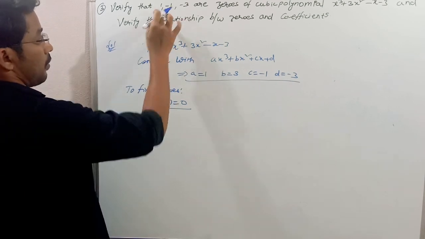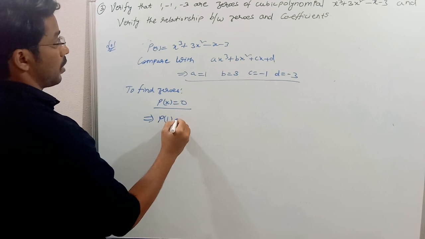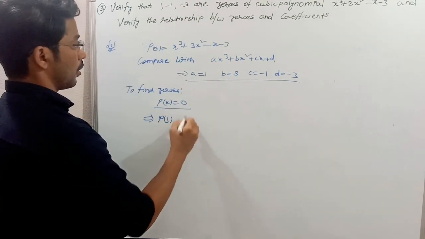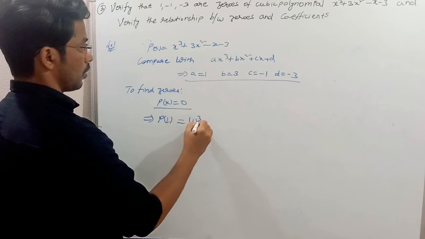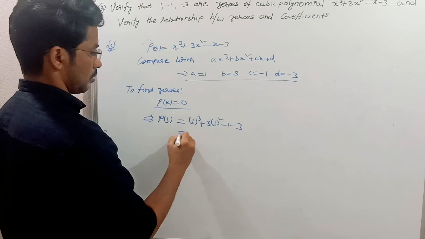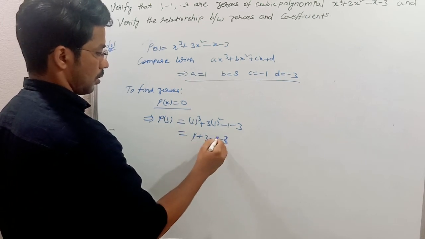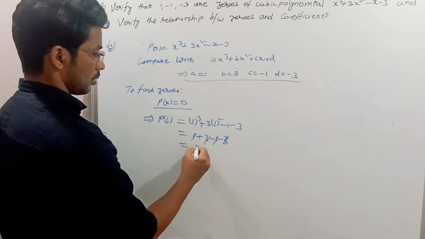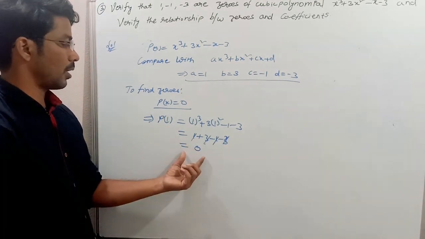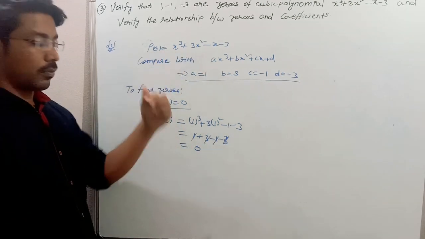Now, given already 1, minus 1 and minus 3 are the zeros. So let us take p of 1. P of 1 value is 1 cube plus 3 into 1 square minus 1 minus 3. So 1 plus 3 minus 1 minus 3. 1 and 1 get cancelled, 3 and 3 get cancelled, so 0. So p of 1 value is 0. As it is satisfying this equation, 1 is a zero of the given polynomial.